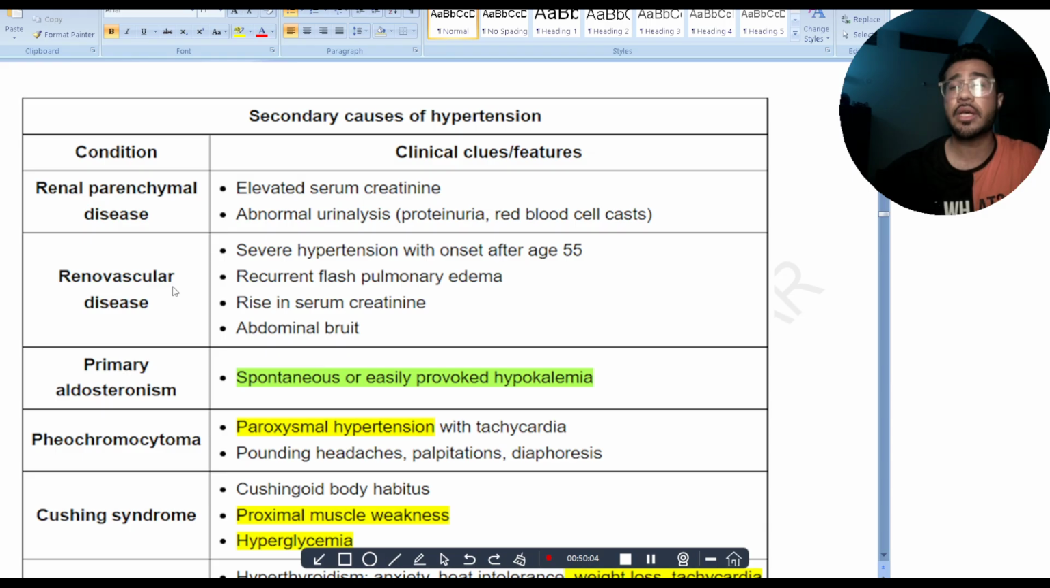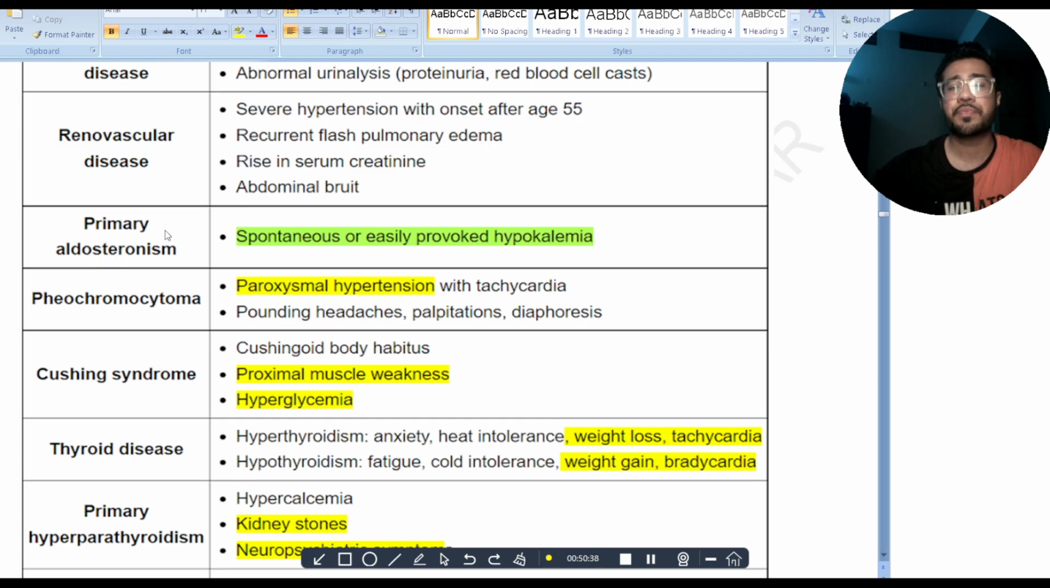So that is going to point towards vascular disease, and the hypertension would not be able to be controlled by three or more agents of blood pressure management. And the recurrent flash pulmonary edema represents that intermittently the kidneys retain a lot of water, so that's why you instantly get a pulmonary edema. That's called flash. And once you start an ACE inhibitor in this case, there's going to be an abrupt rise in creatinine levels. Primary aldosteronism, that is evidenced by spontaneous or easily provoked hypokalemia.